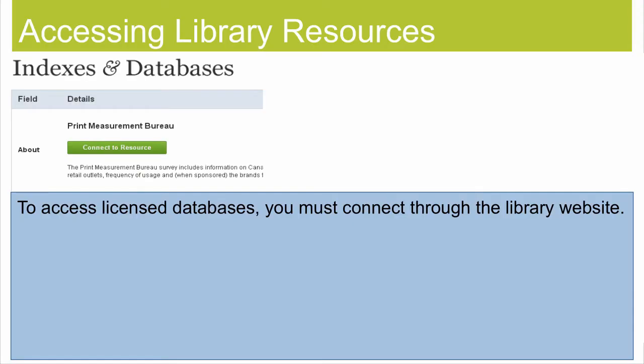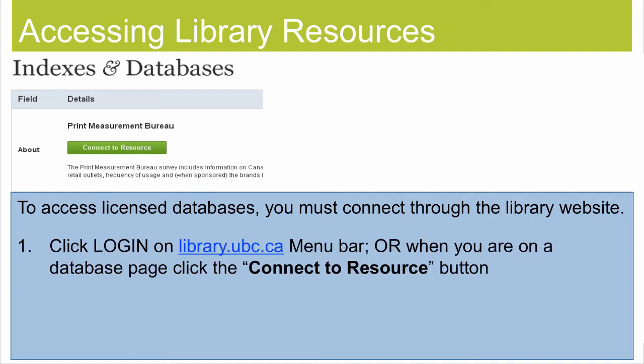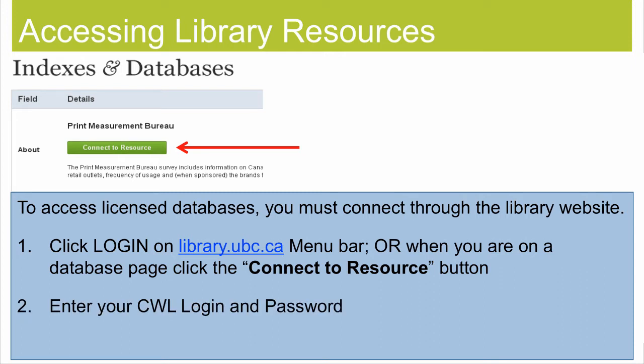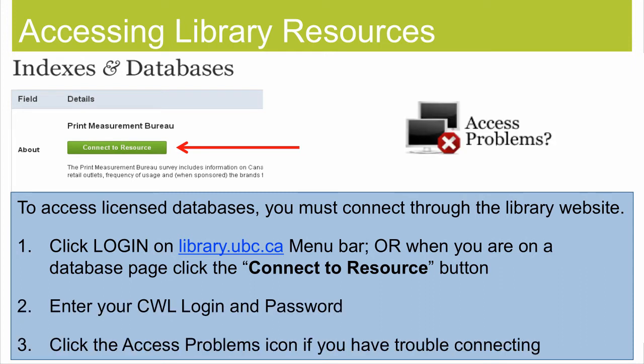A reminder, to access licensed databases, you must connect through the library website. If you're off campus, log in through the library website's menu bar or click the Connect to Resource button from a database link in the research guide. You'll be prompted to enter your CWL and password. For technical assistance, click the Access Problems icon.